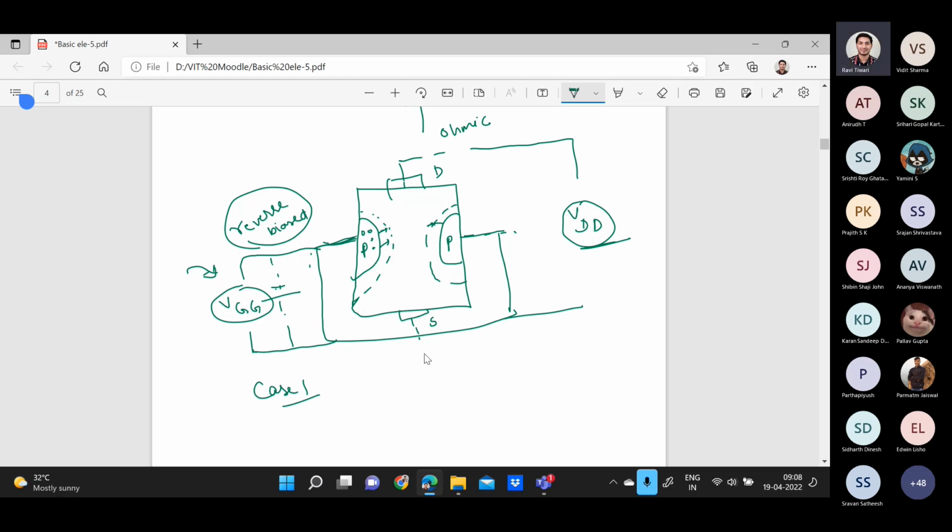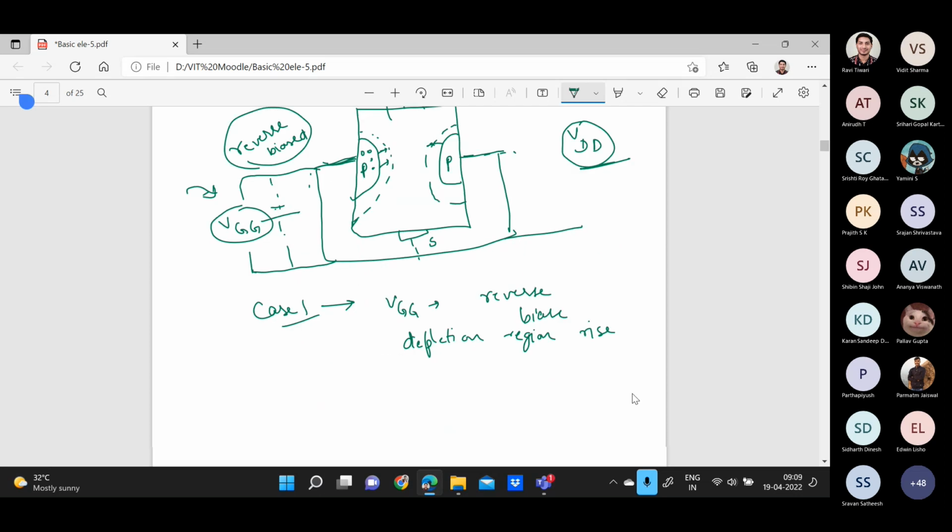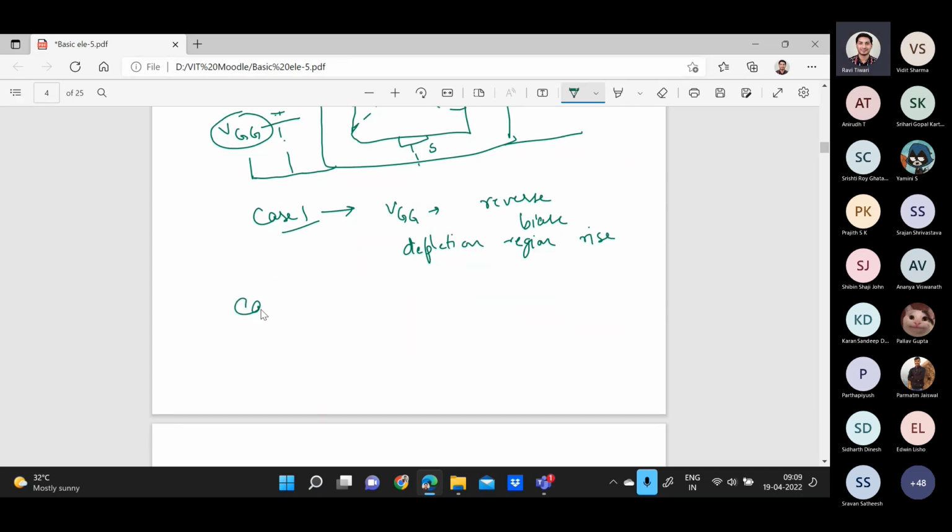Okay. And if, for example, in the second case, I told you if my VGS or VGG is reverse biased, so what will happen? The depletion region will rise.